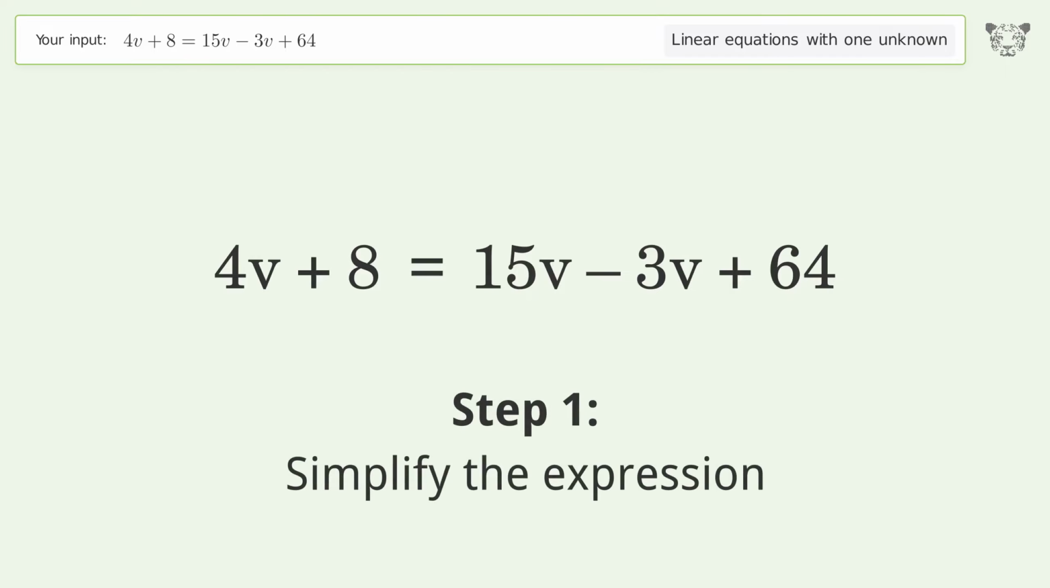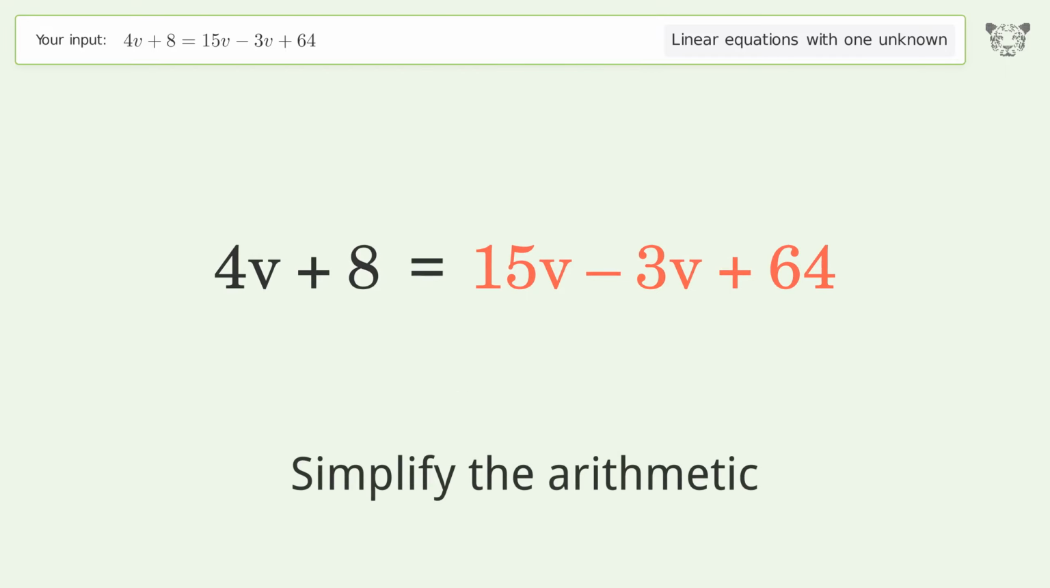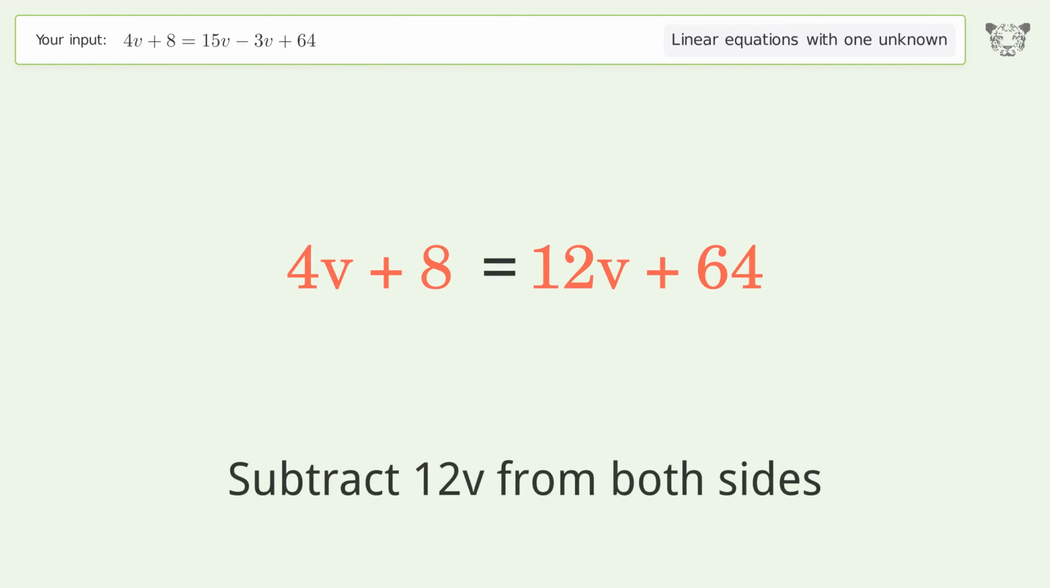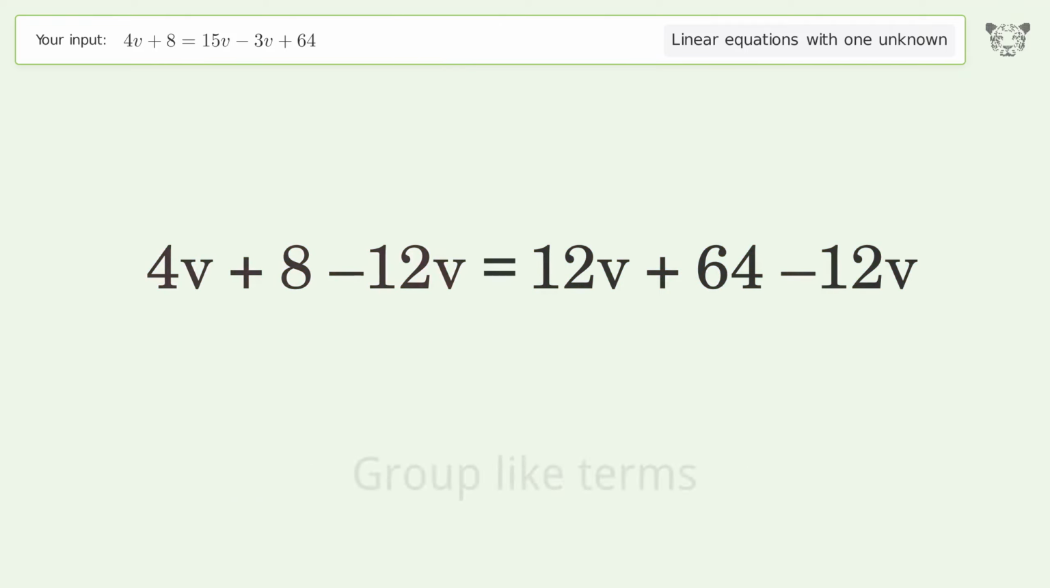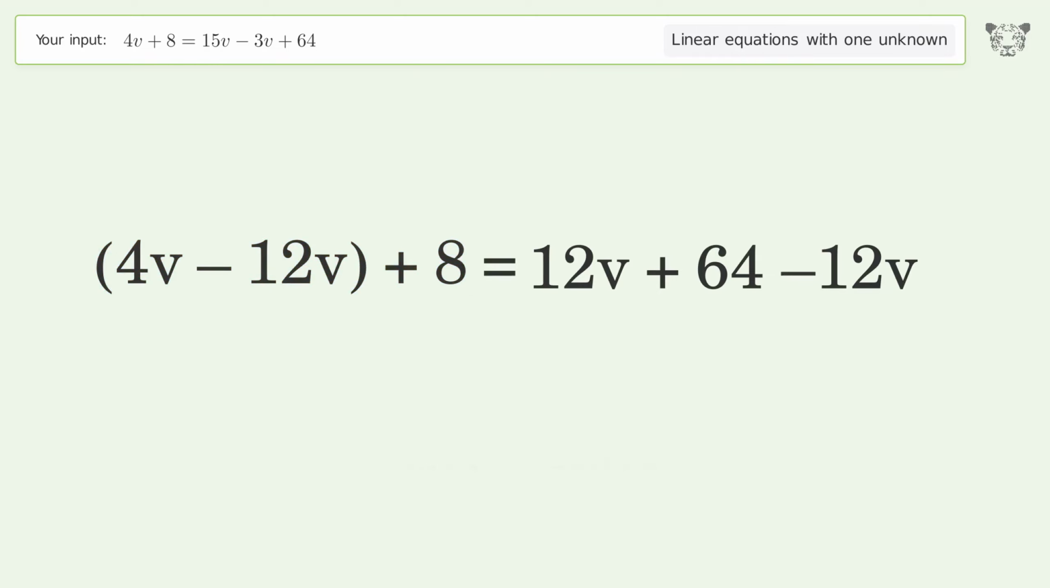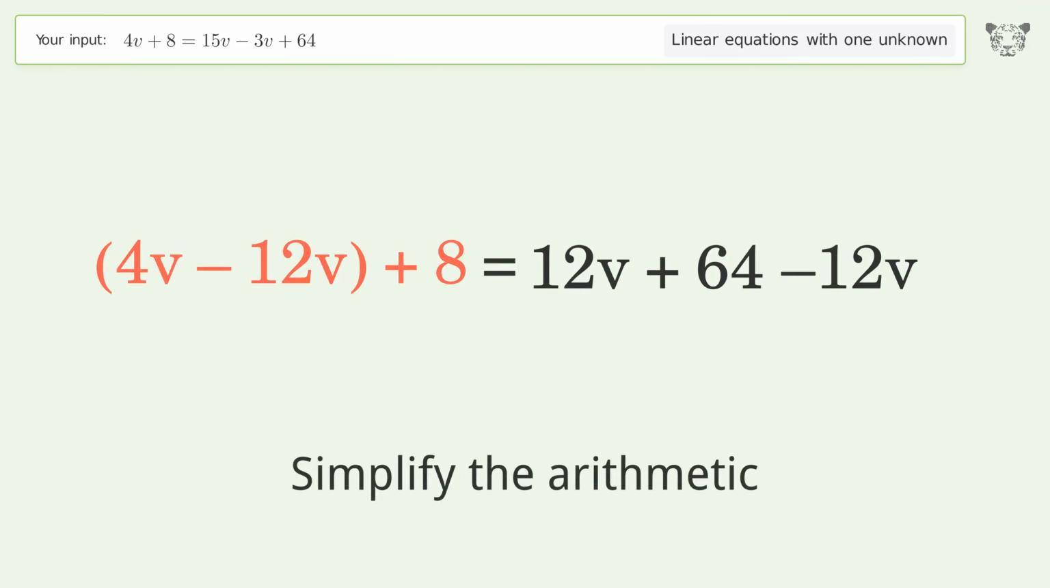Simplify the expression. Simplify the arithmetic. Group all v terms on the left side of the equation. Subtract 12v from both sides. Group like terms. Simplify the arithmetic.